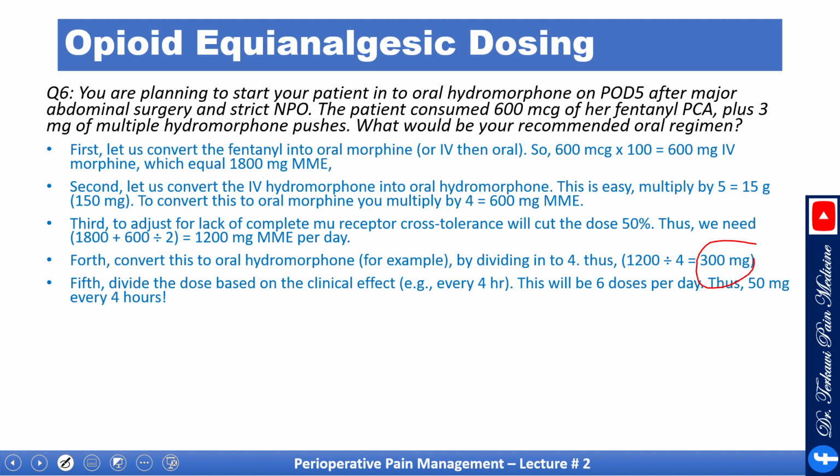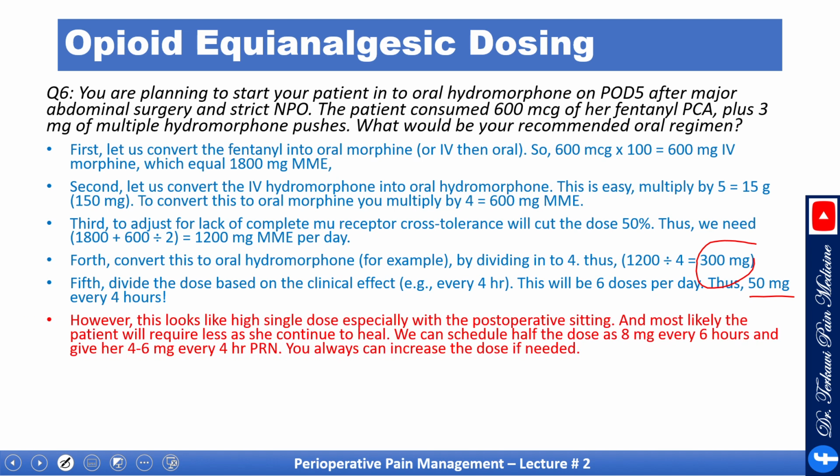Fifth, divide the dose based on the clinical effect. For example, every 4 hours, 6 doses. So that's 50 milligram every 4 hours. Now, again, that's in theory. But are we going to do that? Of course not. This looks like a high single dose, especially in the postoperative setting, and most likely the patient will require less as she continues to heal.